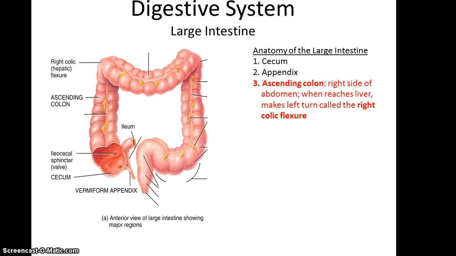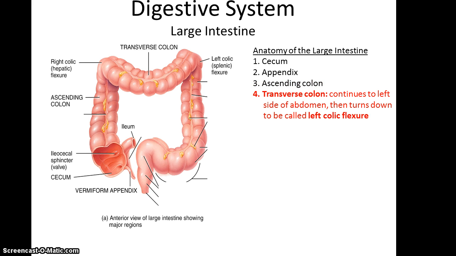The ascending colon is along the right side of the abdomen, and when it reaches about the level of the beginning of the liver, it will then make a sharp left turn, which is called the right colic flexure. From there you enter the transverse colon, which continues across the abdomen toward the left, and then that will make a turn called the left colic flexure.